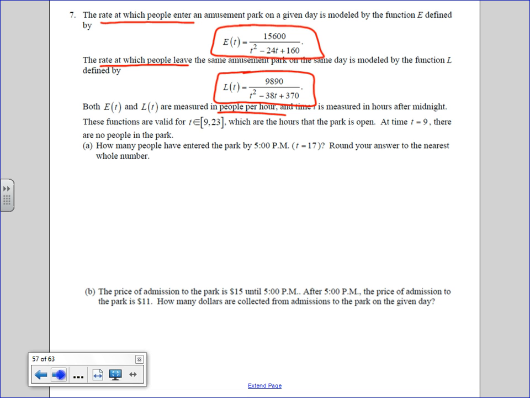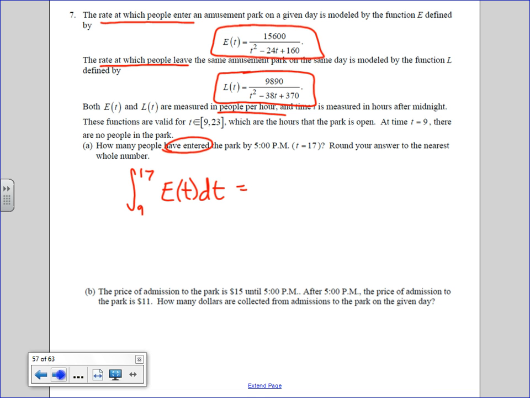So if they're asking how many people have entered, the accumulation of all the people that entered during the time of, wait, what time can people be coming in? From 9 to? 23. Not 23, 17, right? Which equation am I using? Are they really just asking me to put that in my calculator and say, yay, go, answer, done? Yes. What, this is FRQs? They're super easy, I know. Not always.